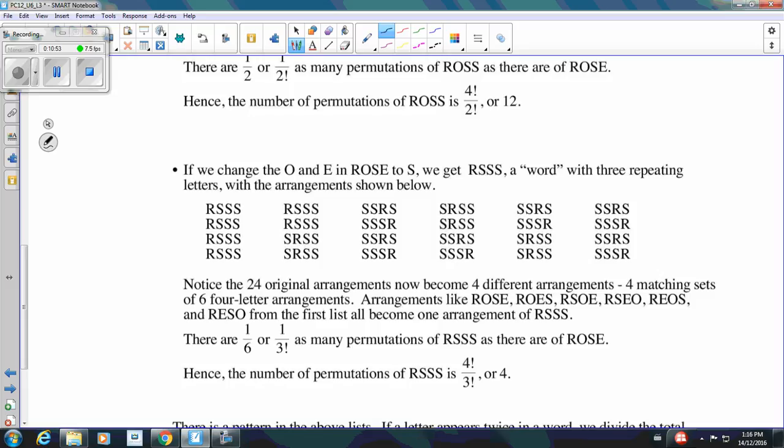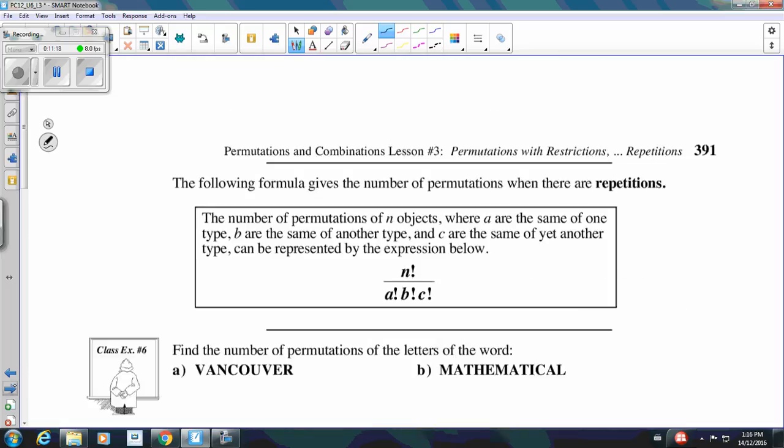There's a pattern in the above list. If a letter appears twice in a word, we divide the total number of arrangements by 2. If a letter appears 3 times in a word, we divide the total number of arrangements by 3 factorial. So the following formula gives the number of permutations when there are repetitions. Now this formula is not on your formula sheet, so you do need to remember what we need to do with these repetitions. Okay, so it's important. This is not on your formula sheet.